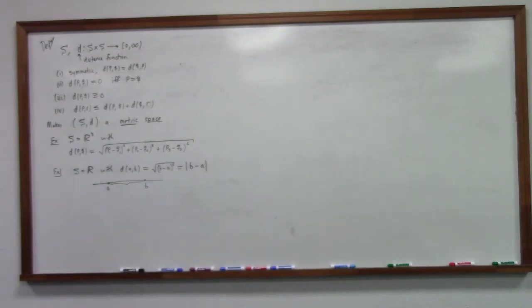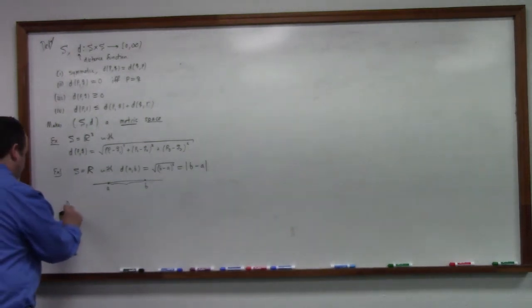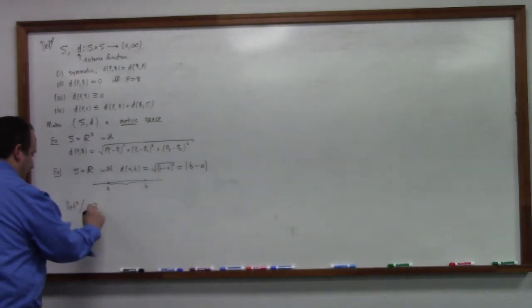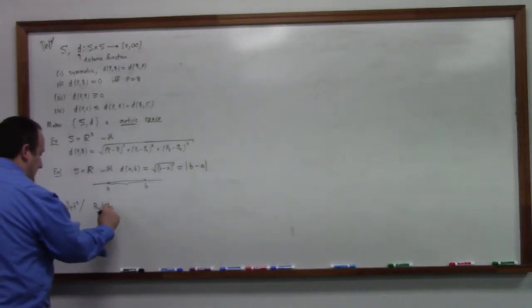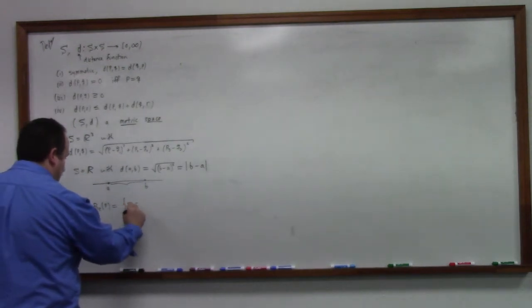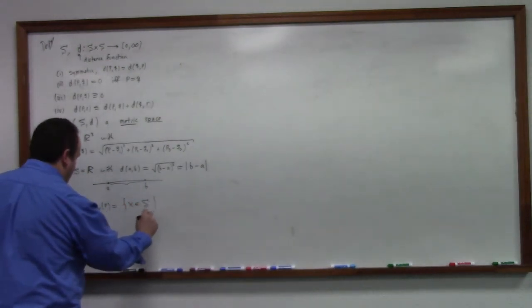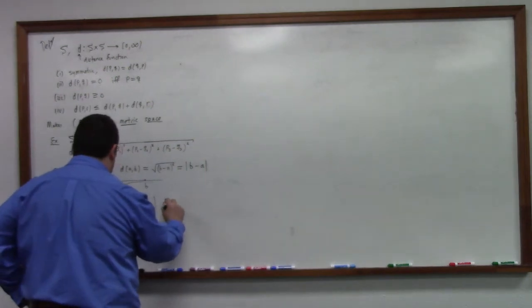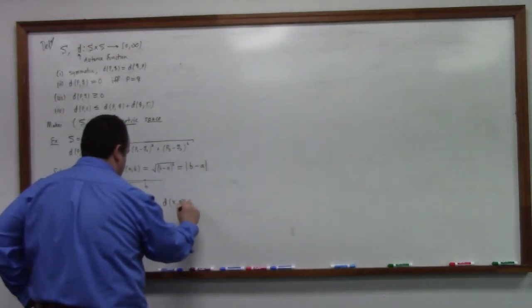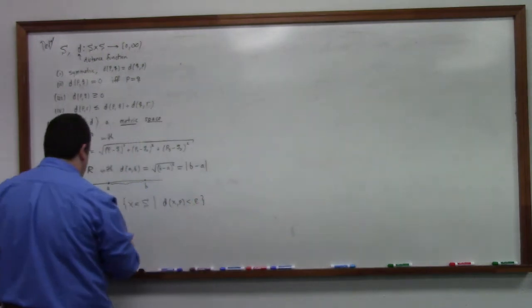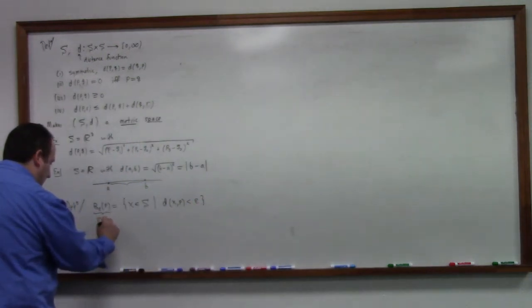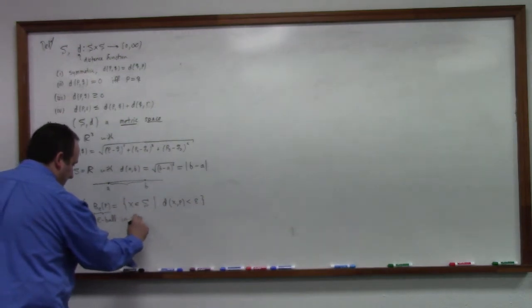Okay, anyway. So if we have a metric space, we can talk about open and closed sets in terms of open balls. So definition, B epsilon of P is equal to x in the space such that the distance from x to P is less than epsilon. So this is an epsilon ball in metric space S.